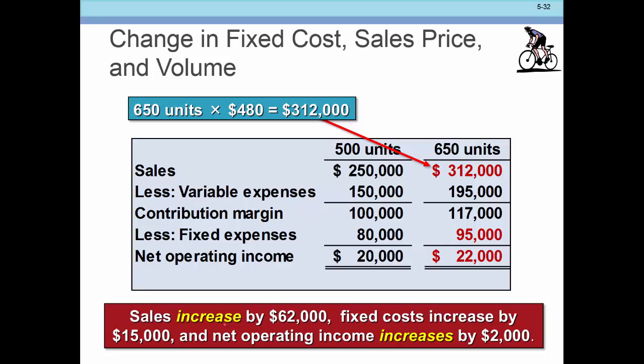Now, what happens? Would you do this? If you were the company, would you do this? I mean, in a classroom, we say, yeah, do it because it increased by $2,000. Would you risk all this to generate $2,000?